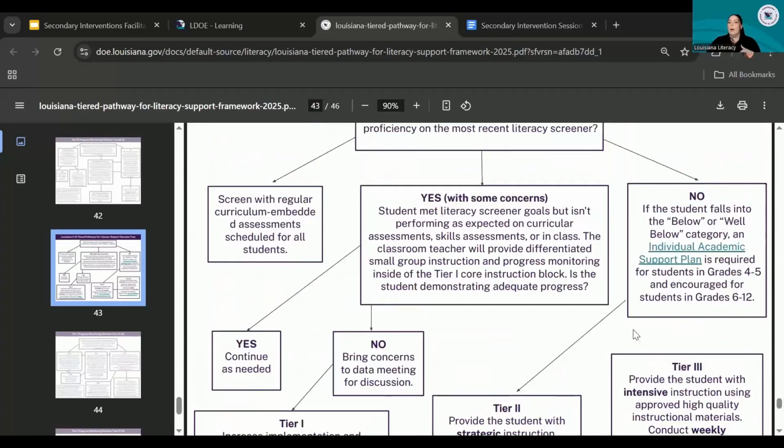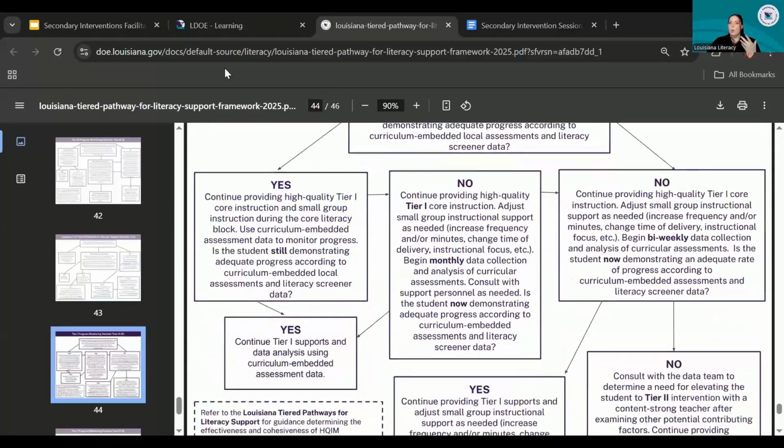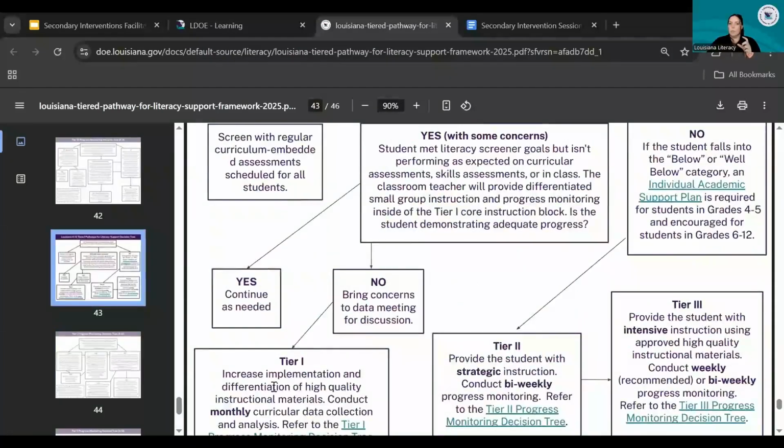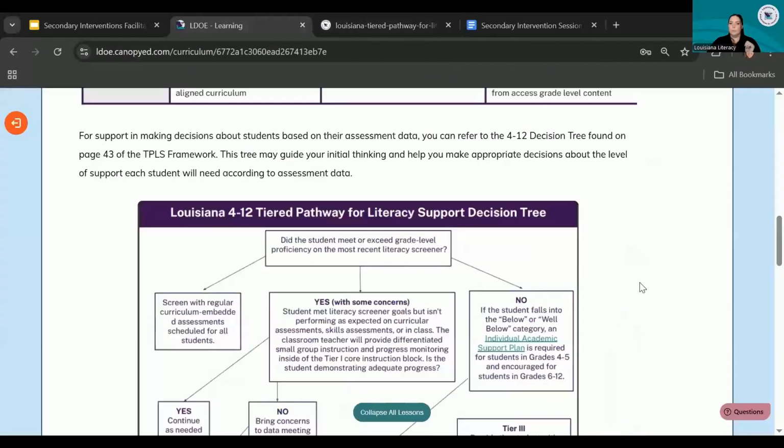I wanted to highlight it on the document because on the document, you can actually click on the embedded links that are throughout it. Whereas on Canopy, I just have it as a screenshot of it, so you can't click the links on there. So I just wanted to make sure you knew where to find that in the TPLS framework.